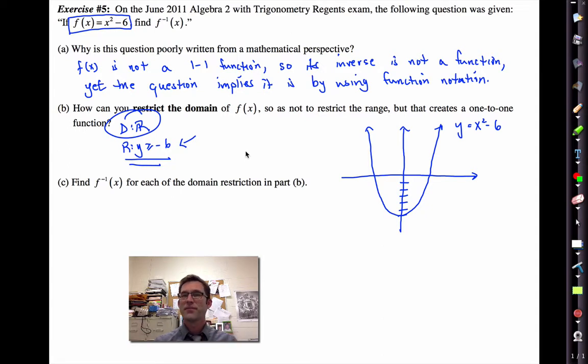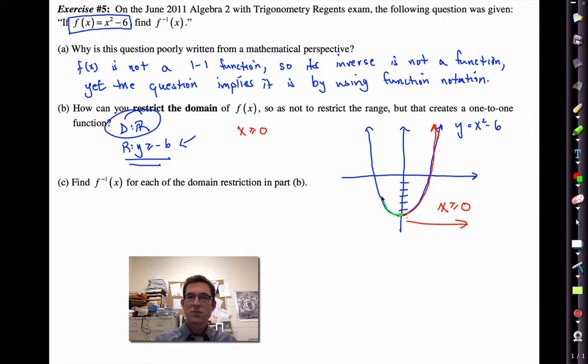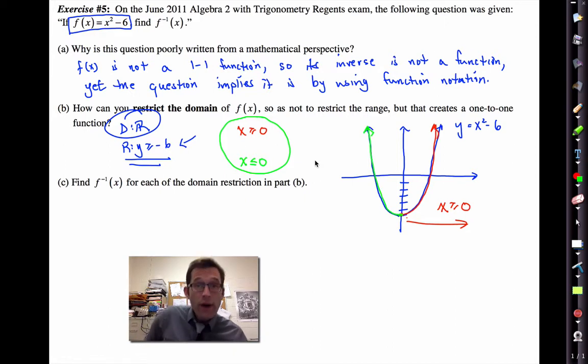All right, well, let's talk about it. It's pretty much this simple. Let me go in a different color, right? I could say, well, take every value of x over here. Take all values of x such that x is greater than or equal to 0, right? That'll do it. So that's one restriction. Or I could say, nah, I like this part of the parabola better. So I'll go x less than or equal to 0. So these two restrictions on the domain make the function one-to-one, right, and preserve the range.